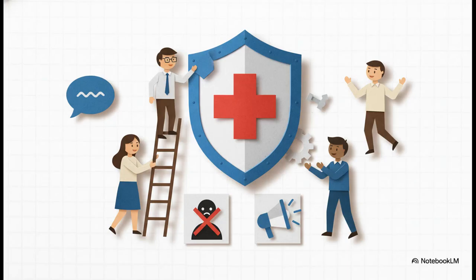And this isn't magic. You have to build this environment on purpose. You can do it by actively inviting them to speak up. Maybe saying something like, hey, what are your initial thoughts? Even if they're half-baked. You can also show your own fallibility. Admit when you're not sure about something. The whole goal is to make speaking up feel way less risky than just staying quiet.